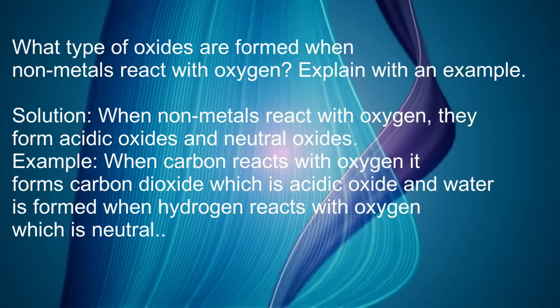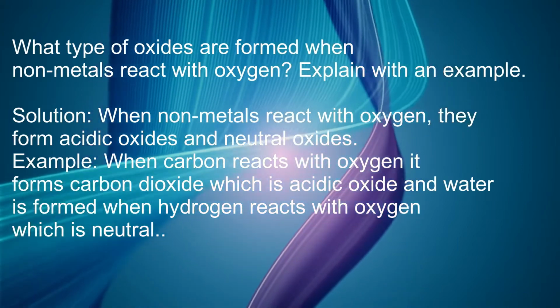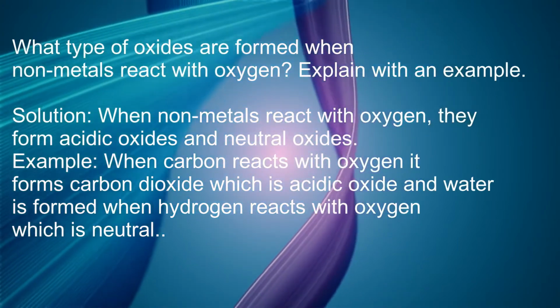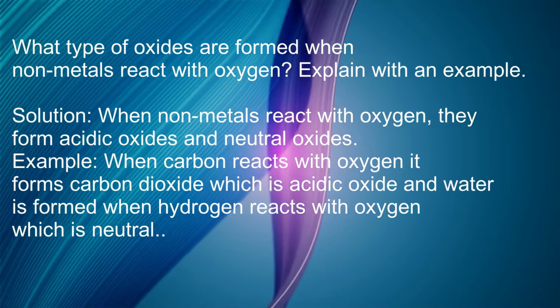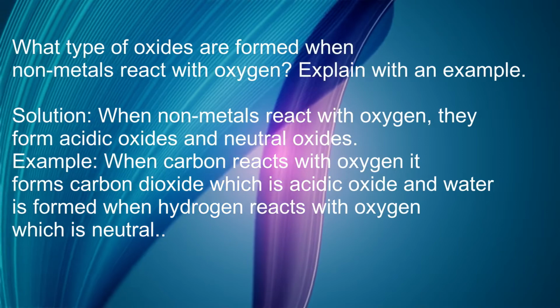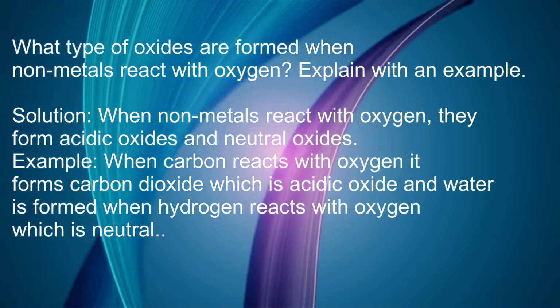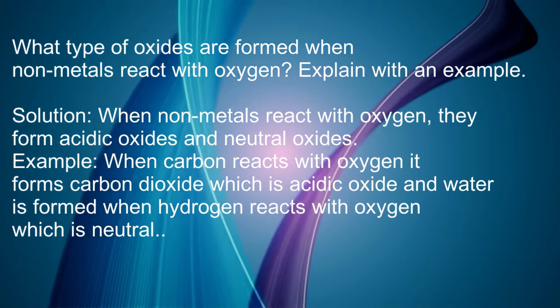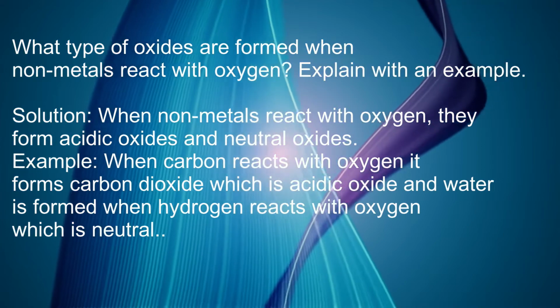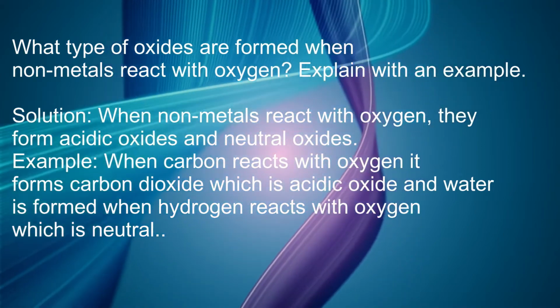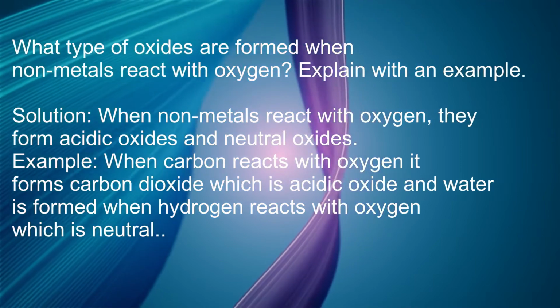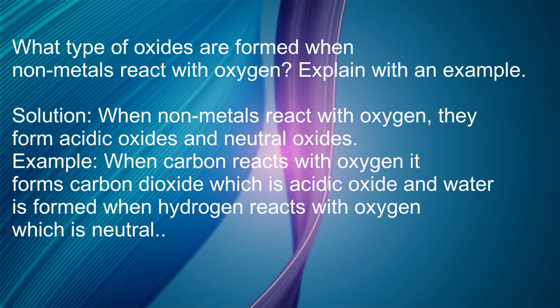What type of oxides are formed when nonmetals react with oxygen? Explain with an example. Solution: When nonmetals react with oxygen, they form acidic oxides and neutral oxides. Example: When carbon reacts with oxygen it forms carbon dioxide, which is an acidic oxide, and water is formed when hydrogen reacts with oxygen, which is neutral.